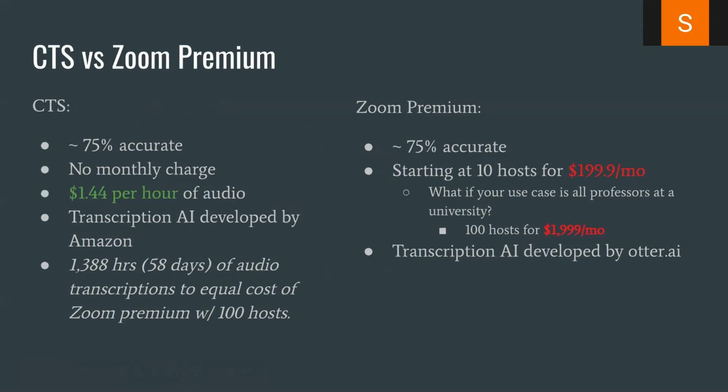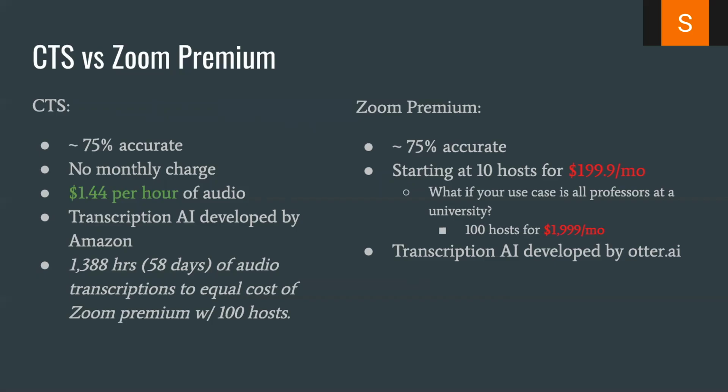So we compared our conversational transcript system to the Zoom Premium system. Zoom Premium and our system have about the same accuracy of 75%. Our system has no monthly charges. We only charge per audio file and when it's being used. It is only $1.44 per hour of audio usage. That's per file. So if you have multiple people in a single meeting, you have to pay $1.44 per hour for each.